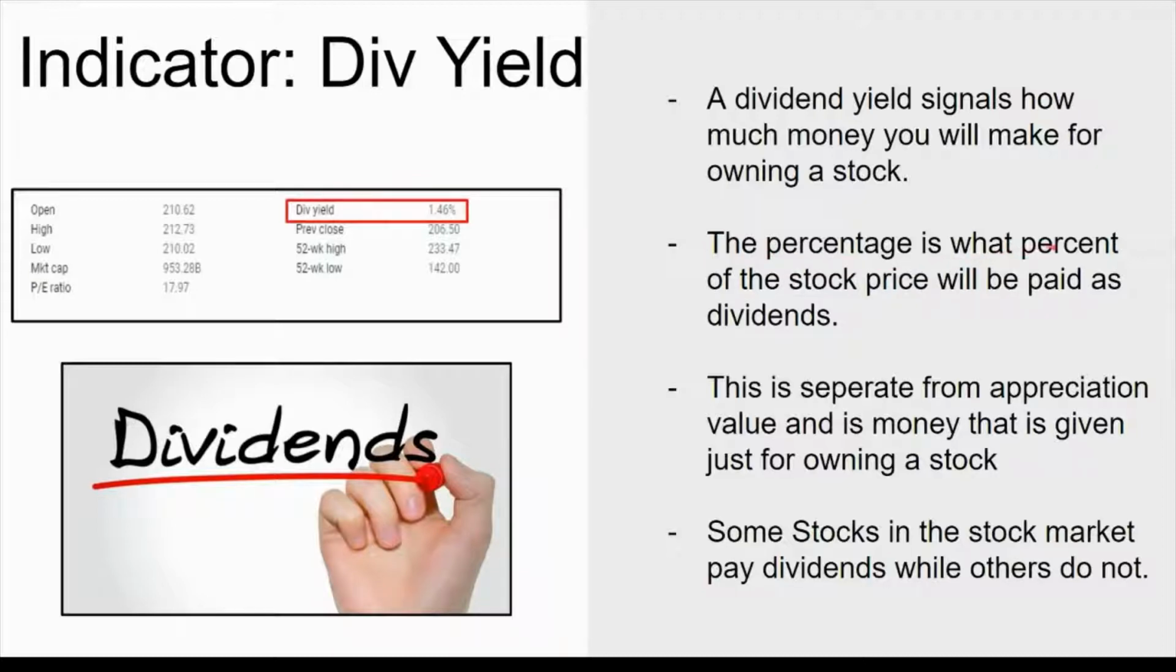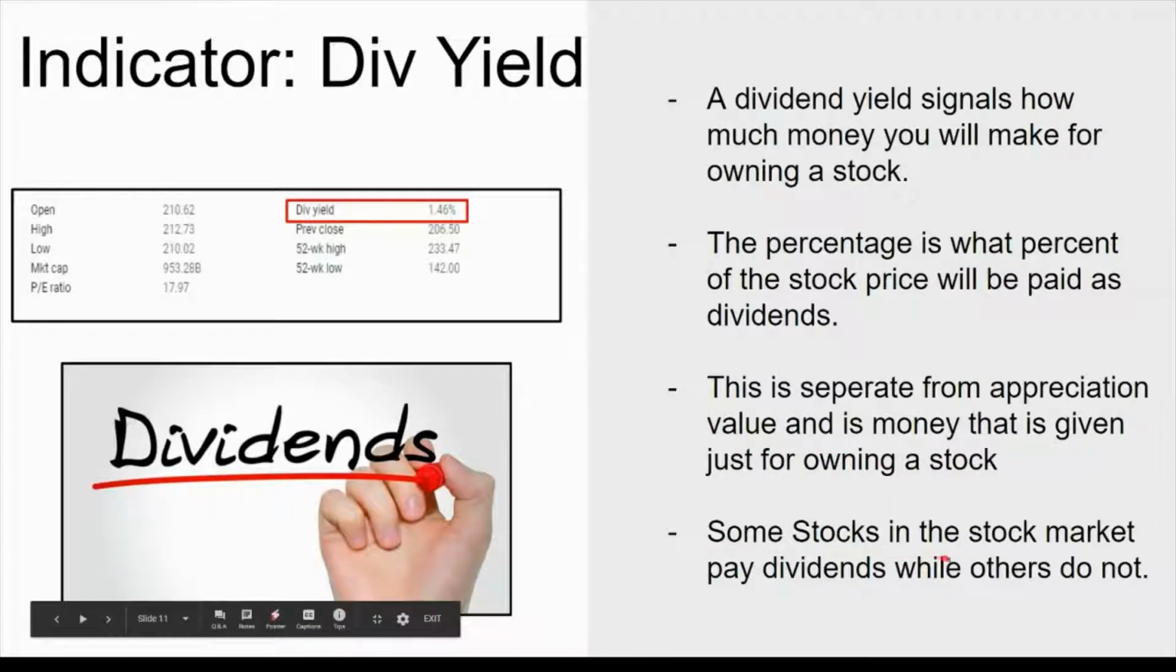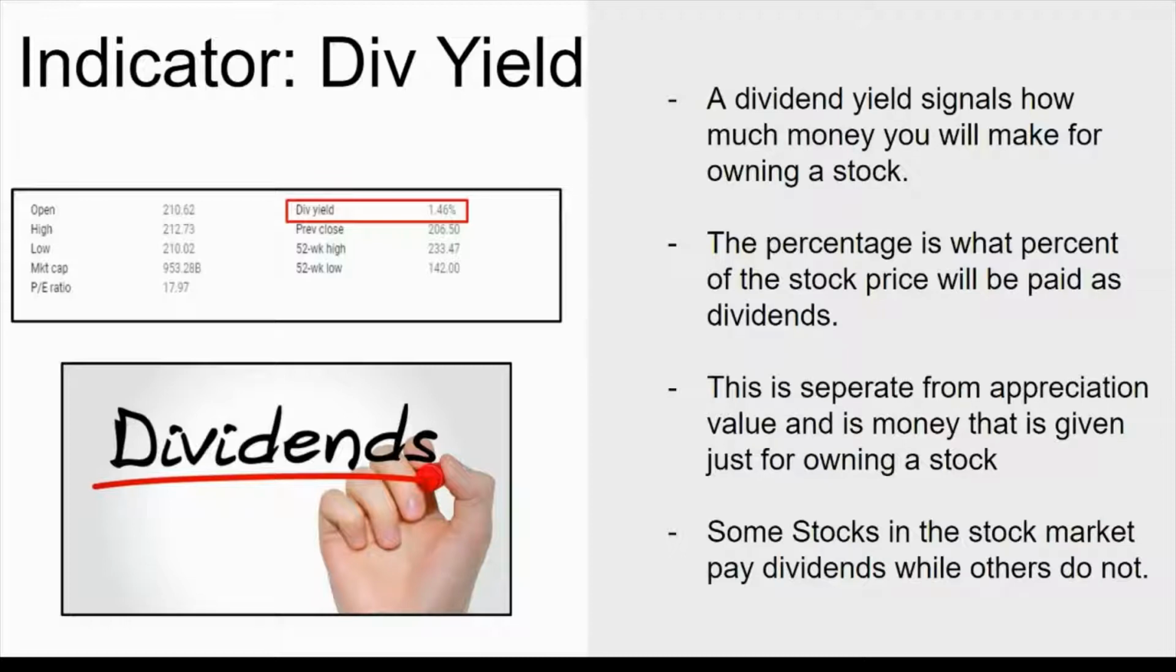And the percentage is what percent of the stock price will be paid as dividends, as we mentioned. And this is separate from appreciation and is money that is given just for owning a stock. We've also mentioned that. And some stocks in the stock market pay dividends while others do not. So if you want to know if a specific stock pays dividends, or free cash rather, just for being a part of the company, then you can just do a quick Google search and type in, for example, dividend yield for Disney to see if Disney stock has a dividend yield. And if nothing comes up, most likely they do not pay dividends. But if something does come up, you will see this percentage. While if nothing comes up, you'll just see a dash over here.